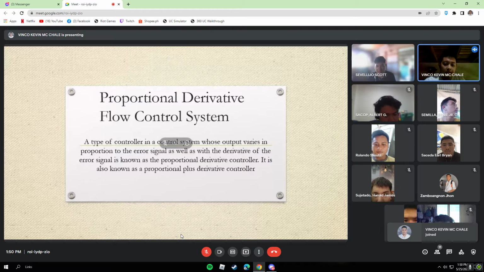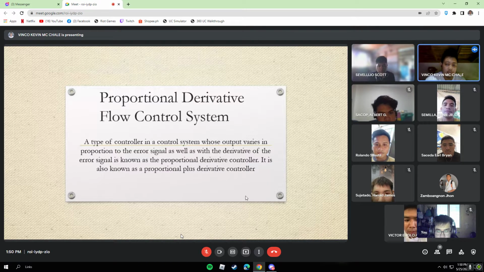So let us now move on to Group 8. Our topic is the Proportional Derivative Flow Control System.